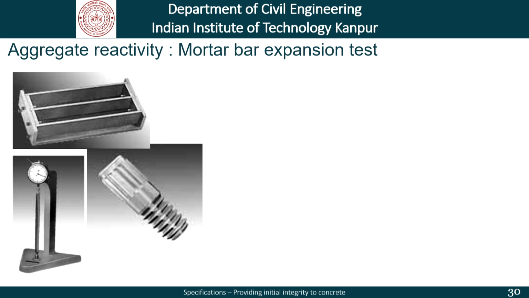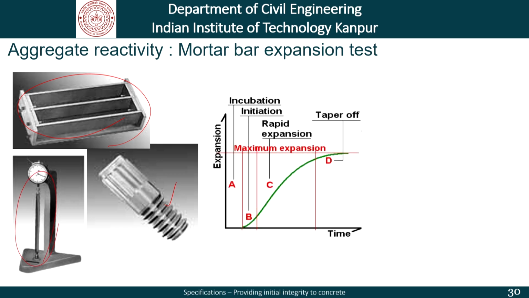As far as the mortar bar expansion test is concerned, what we do is use these kind of specially designed molds with a very specially designed bolt like this, and use a comparator here to plot a graph which is something like this. We try to plot the expansion observed over a period of time, and we get a graph which can be schematically shown the way it is drawn here. We have a maximum expansion, and there are times, that is incubation, initiation, rapid expansion and tapering off. Depending on the type of reactive mineral, they show different characteristics.